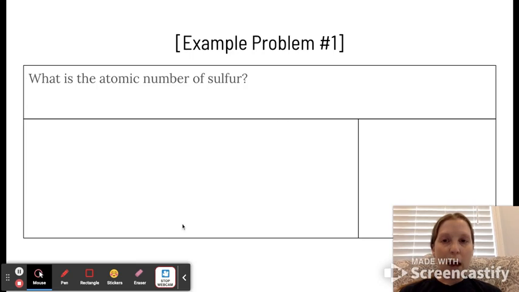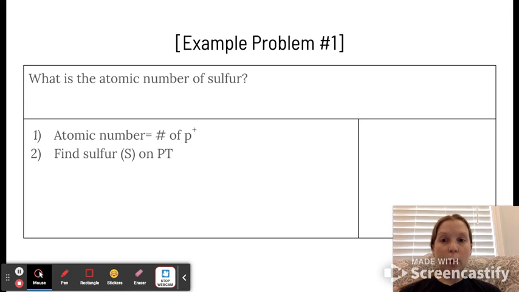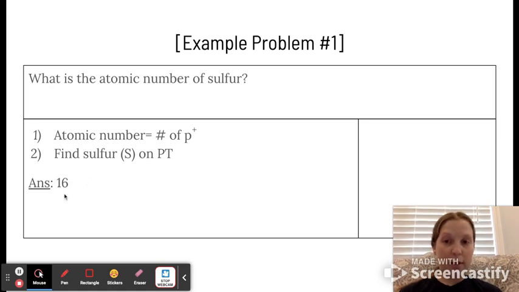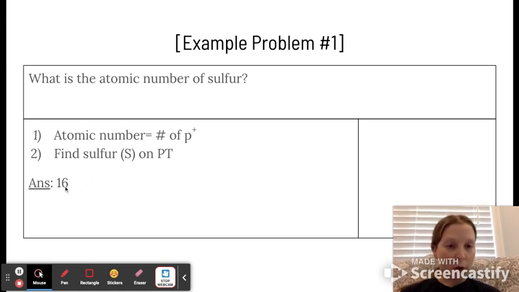So now we've got an example problem. So we want to know the atomic number of sulfur. First we have to remember that the atomic number is equal to the number of protons. When we remember that, we can then find sulfur, which the name and the symbol is on the periodic table. So sulfur, which is S, find it on the periodic table. Locate that number at the top of the block, which is 16, and that is your number of protons.